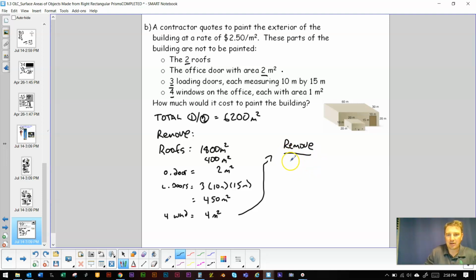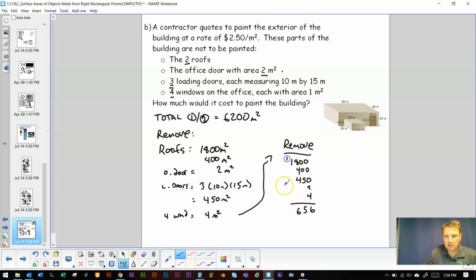So we got to get rid of 1,800 for one roof. We need to get rid of 400 for the other roof. I'll use the bigger numbers first. We need to get rid of 450 for the overhead doors. We need to get rid of 2 for the office door and 4 for the windows. So how much do we have to get rid of in total? That's a 6, 5. 4 plus 4 plus 8 is 16.